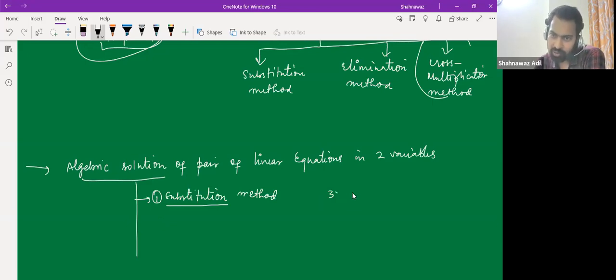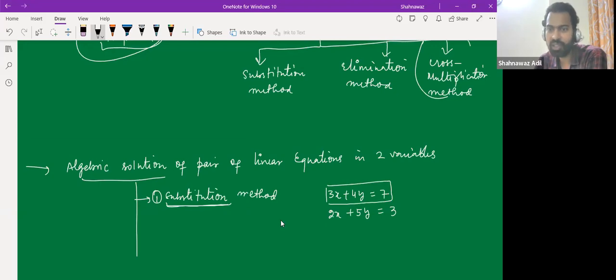3x plus 4y equal to 7, and the other is, let's say, 2x plus 5y equals 3. These are the two equations that I have. Okay. So the substitution method says that from this equation, I find the value of one of the variables. So let's say I find the value of y. So what would be the value of y from the equation 3x plus 4y equal to 7?